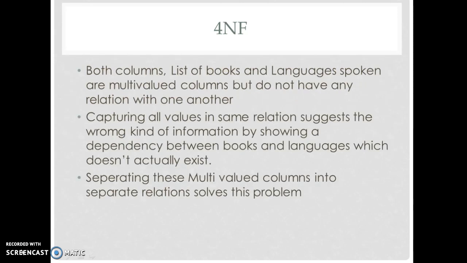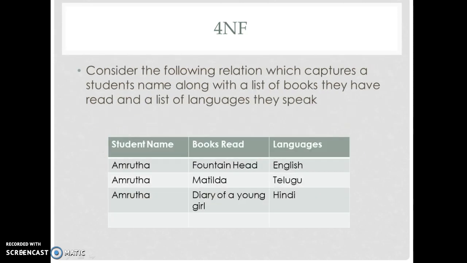By capturing all these values together within a single table, like we have done earlier, what it suggests is that this particular student Amrita, from the first row, has read the book Fountainhead in language English and has read the book Matilda in the language Telugu. While actually there is no such association between the two multi-valued columns, that is books read and languages.